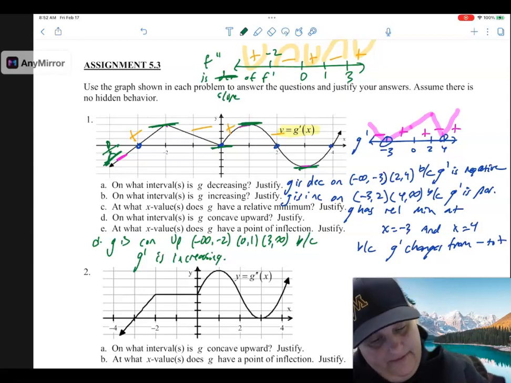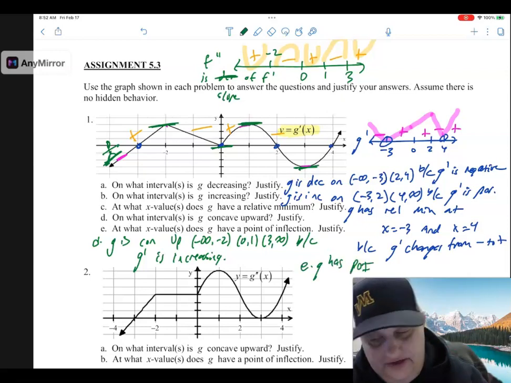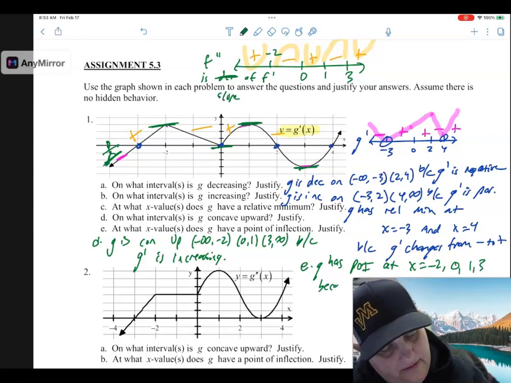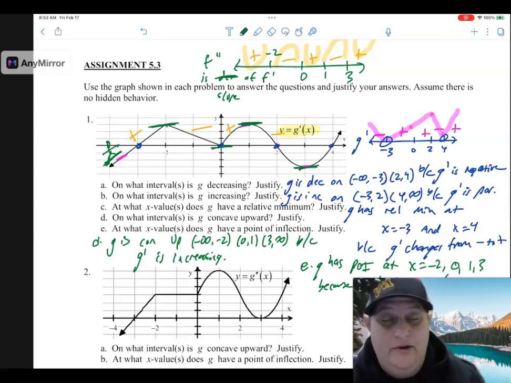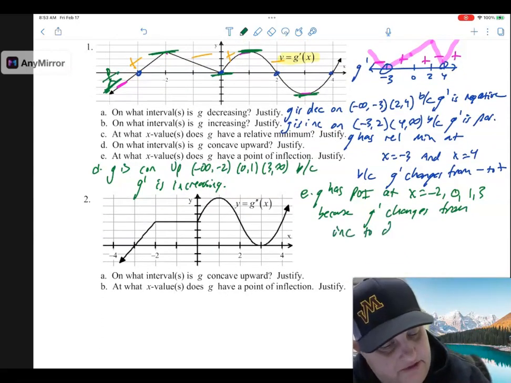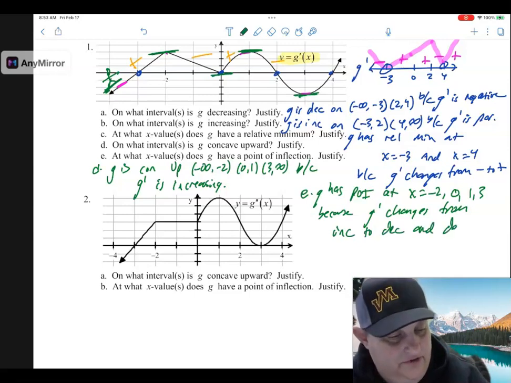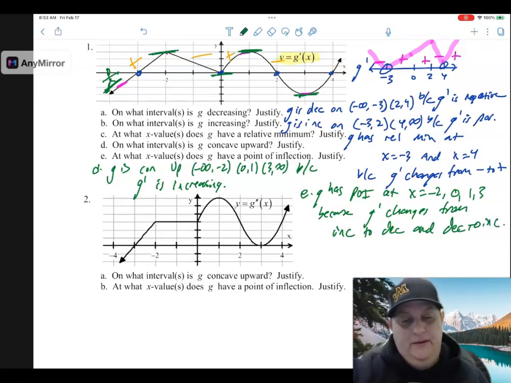All right, and then for part E, where does it have inflection points? So G has points of inflection. You can call them POIs. At x equals -2, 0, 1, 3, because G prime changes. Remember, we can't say G double prime because that's not what they gave us. So we have to say in terms of G prime. G prime changes from increasing to decreasing. You could say and vice versa, or you could just say decreasing to increasing. Okay? So we will definitely be practicing more of these in class, but hopefully that made sense.